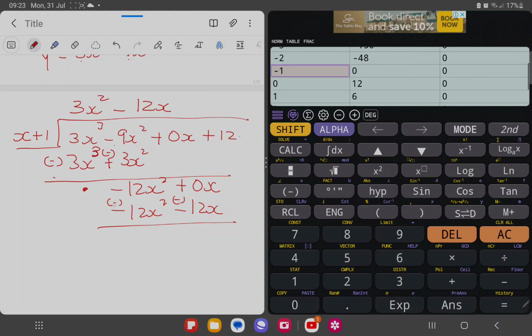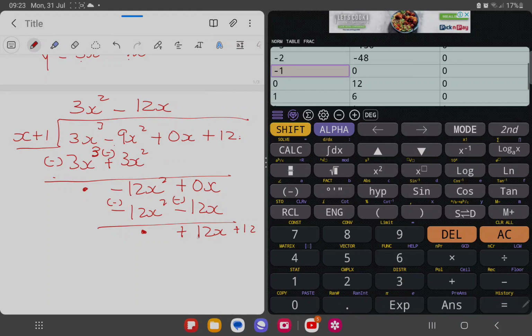What is negative 12 plus 12x squared? The answer here is 0, because negative means a plus here. So minus 12 plus 12x squared, the answer is 0. Then what is 0 minus 12x? The answer here is positive 12x. Then the 12 that is there, on the last term, is going to go down automatically.